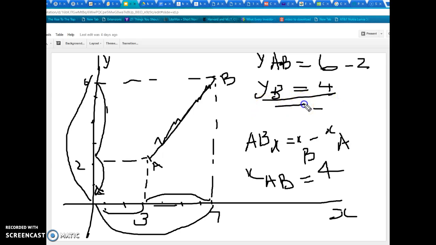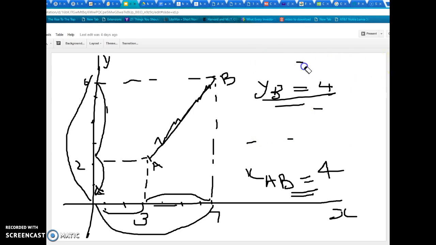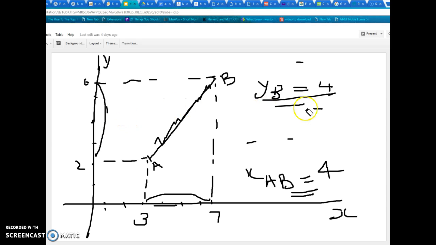So I know the y for AB and I know the x for AB. Okay, let me erase a little bit. Since you know your formula, let me erase this. I don't need those, I can erase those too. I don't need this either. So what I have now is this one. When I say y for AB, I know this is 4. And x for AB, both of them are 4. So I know the x for AB and I know the y for AB.